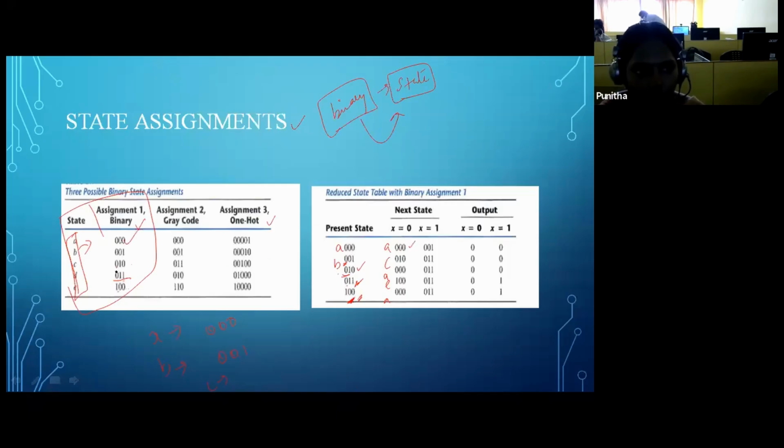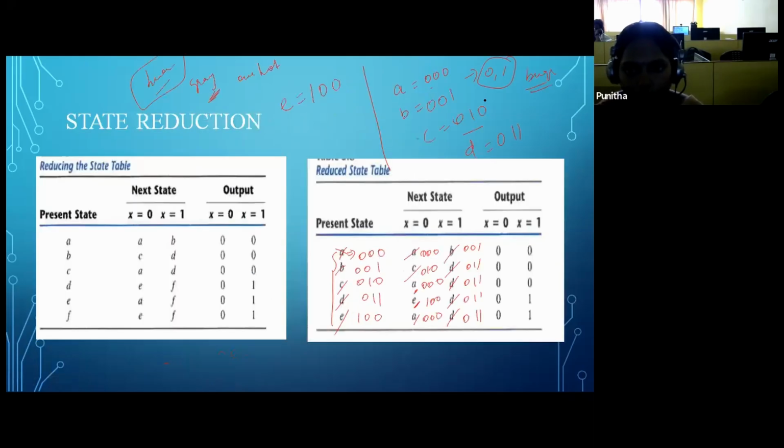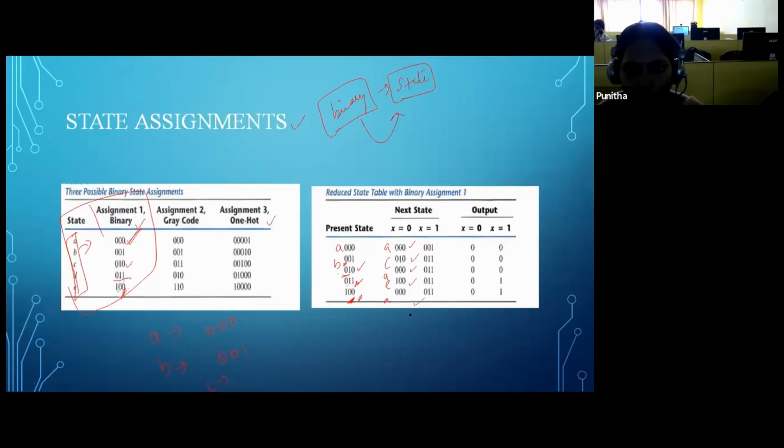For C I have replaced 010. For A again I am replacing 000. For E, it is 100, so I mentioned that here. For A it is 000. These are all D. The first one is B, and the remaining things are D.